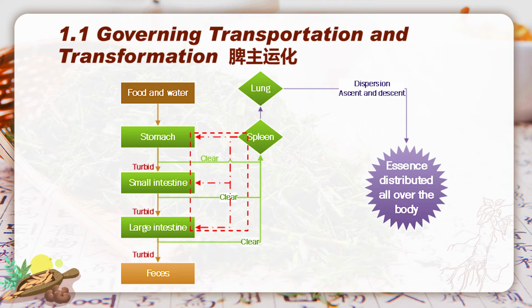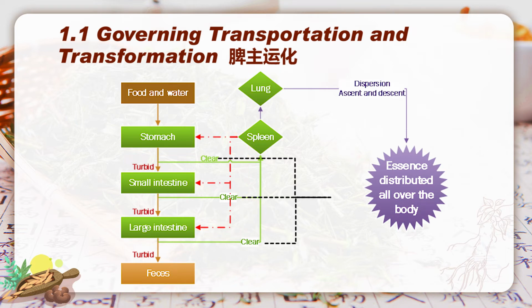When this turbid enters into the last station, large intestine, similar course happens again. Therefore, in the end, final turbid in the shape of feces is excreted out of the body. During the whole process, because of spleen's transportation and transformation, which is signed with the red arrow in the chart, food and water can be separated into clear and turbid.